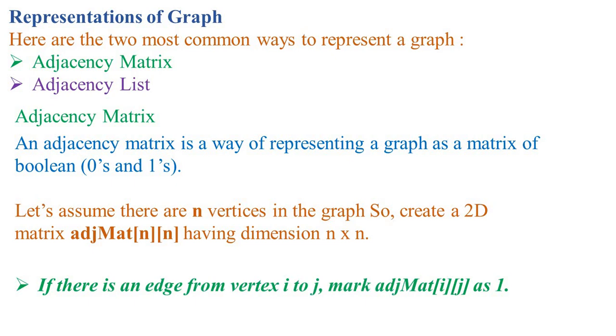Next, what are we saying? If there is an edge from vertex i to j, from the ith vertex to the jth vertex, then the adjacency matrix entry at ij, the ith row and jth column, is marked as 1. If there is no edge from vertex i to j, mark adjacency matrix of ij as 0.